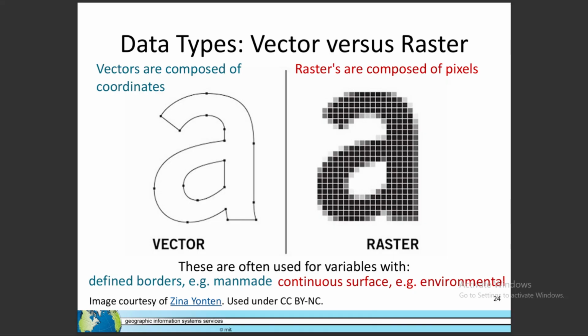This is the fundamental trade-off. Vectors are precise and scale well, but they represent discrete objects. Rasters can represent continuous surfaces, but they have a fixed resolution. The bottom text summarizes the use cases. Vectors are typically used for features with defined borders, things made by humans like roads, buildings, administrative boundaries. Rasters are typically used for continuous surfaces, environmental variables like elevation, temperature, rainfall, land cover.